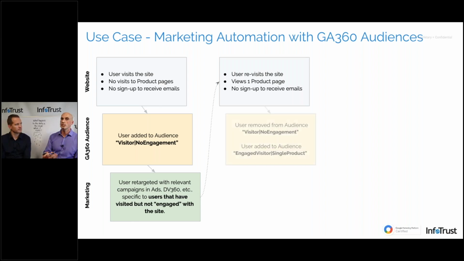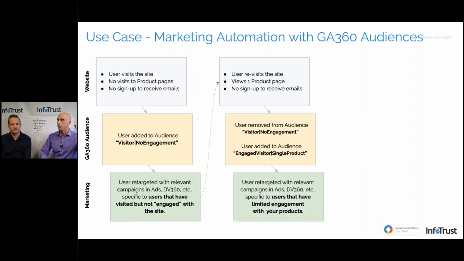At this point, if you have things set up the right way in Google Analytics in terms of remarketing audiences, the user is removed from the previous audience because they have now had engagement on the site, and they're moved into a new audience, we're calling it engaged visitor single product. So the user is now engaged, they've looked at a single product. Again, that audience can flow automatically into DV360 to where they can be targeted with ads that are relevant to where they are in the process at that point.